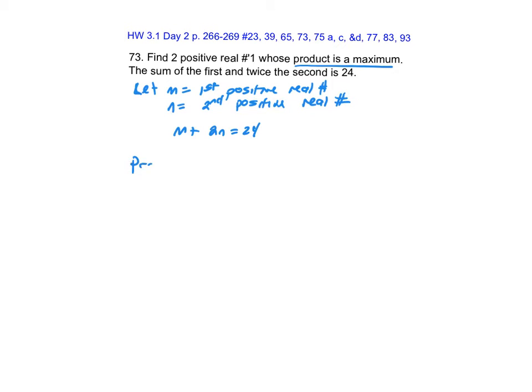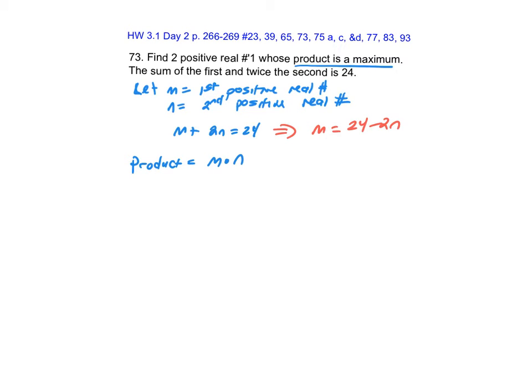So the product, that function, is going to be equal to m times n. But we only know how to find the maximum if we have a function in one variable. So we want to write this in terms of one of the two variables. We already have a relationship between them. We know that m plus 2n equals 24. I'm going to isolate m here. So m is equal to 24 minus 2n.